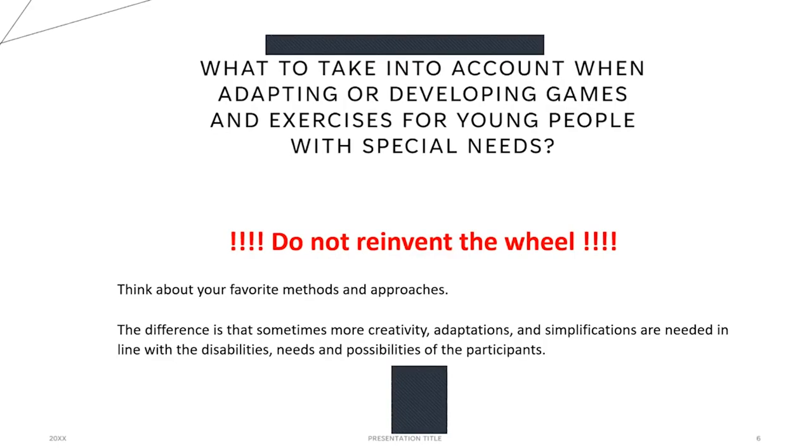Because we are used to work and set up activities with our group of youngsters or teenagers. But if we have somebody included who shows interest to join, who has a special need, then sometimes we are blocked. Yeah, we are blocked because we don't know how.